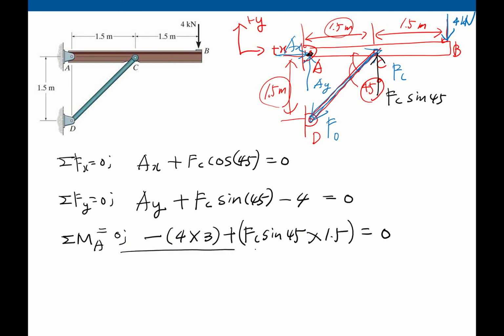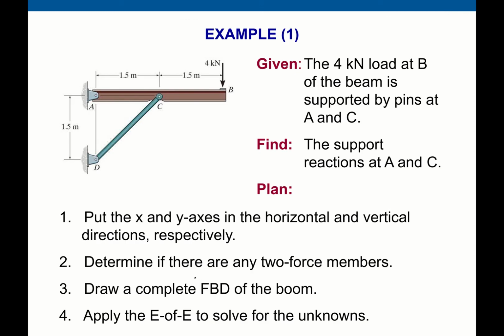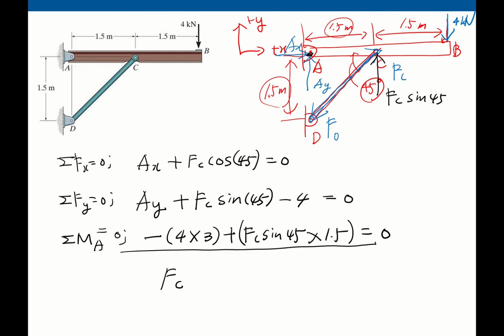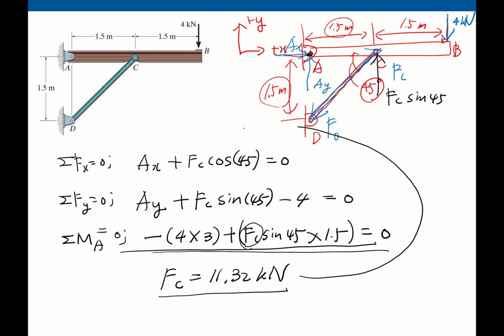So from the last equation, we can find that FC is equal to, wait a minute, what is wrong here? Okay, FC is equal to 11.32 kilonewton. Since we have only one unknown and we have one equation, we can find FC here. Once we find FC, then we can plug this number into here, and here.